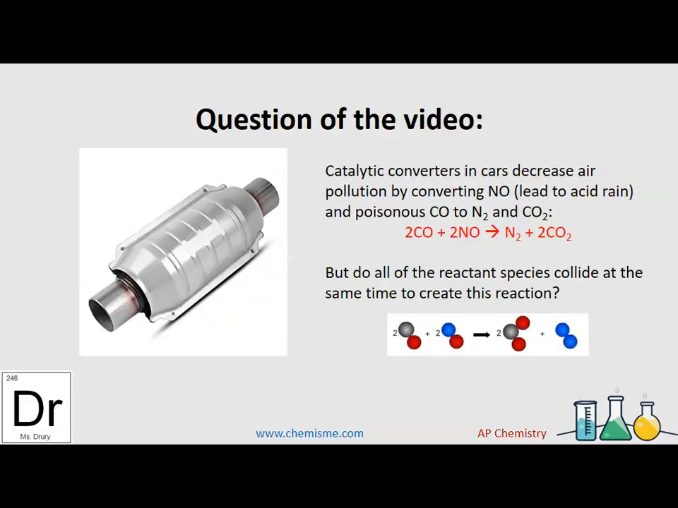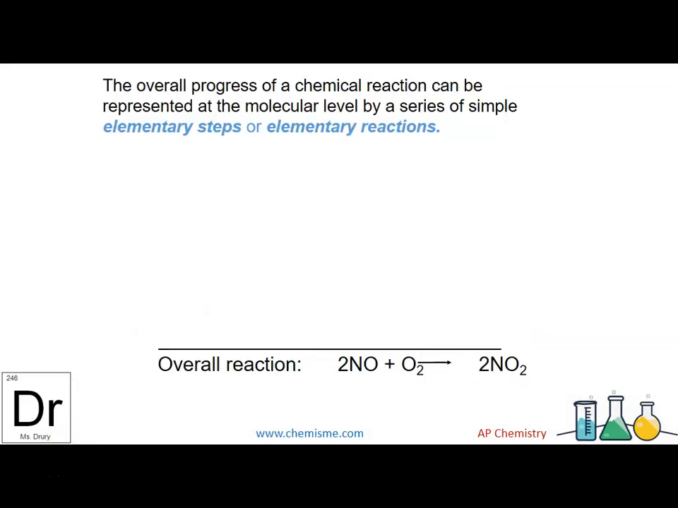So the question in the video is: catalytic converters, which we saw before in cars, decrease air pollution by converting NO and CO to N2 and CO2. But do all the species actually collide at the same time to create this reaction? Do we have two COs and two NOs colliding at the appropriate energy and orientation in order to magically make N2 and CO2? Or is it a process of reactions that have to occur in order for this whole reaction to take place? So let's talk about reaction mechanisms.